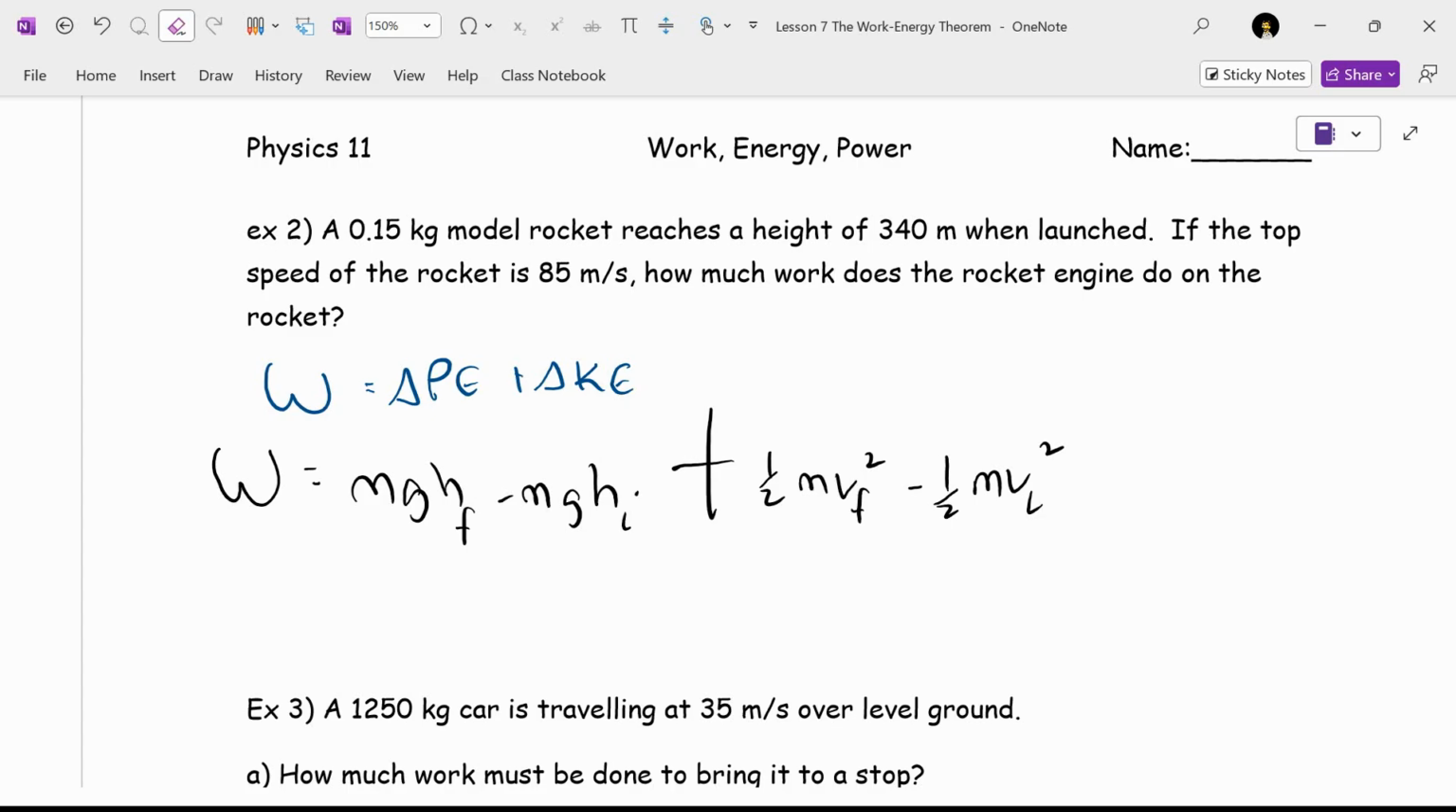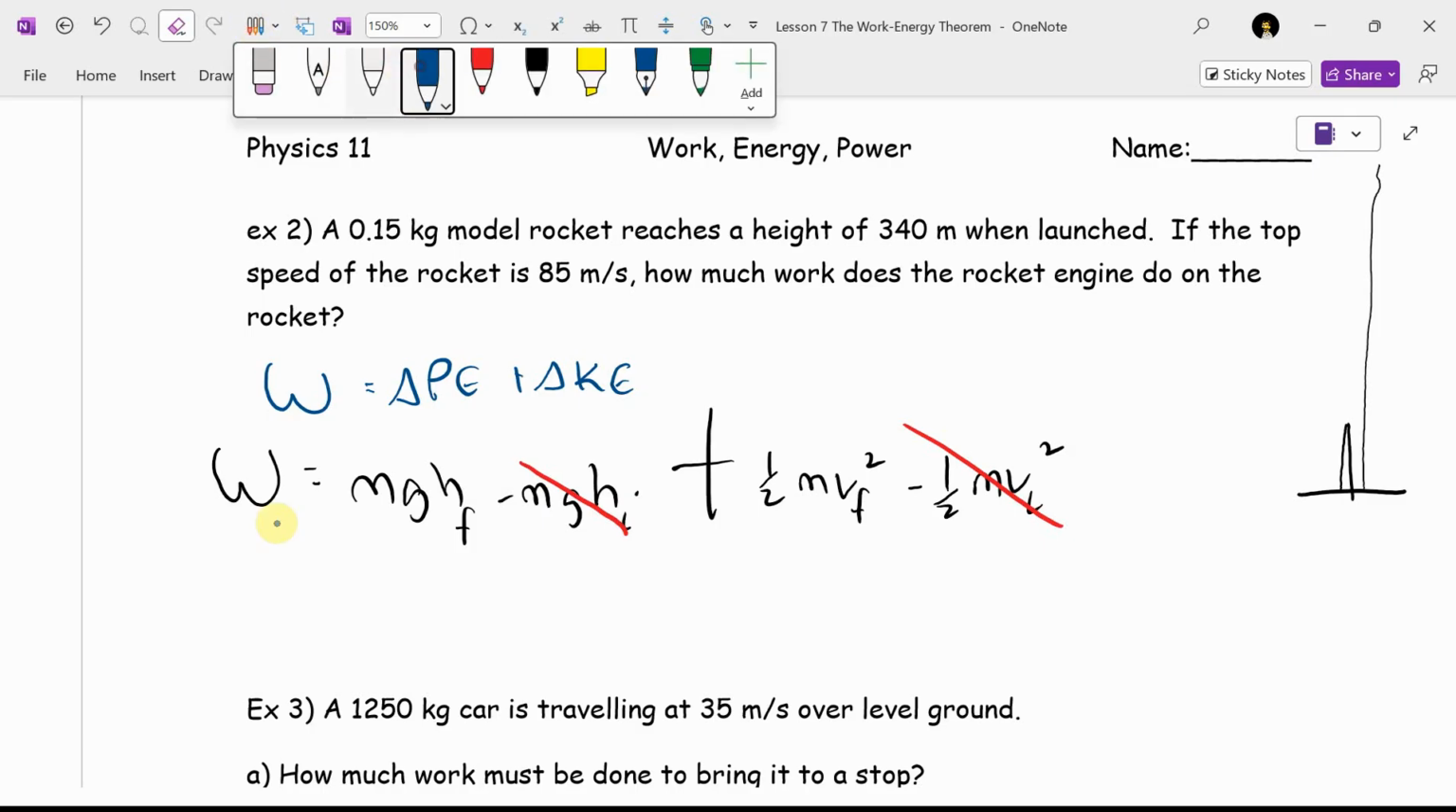Are any of these zero? Now we're visualizing the rocket starting on the ground and going up. And before we launch it, how fast is it traveling? The rocket fuel is going to get turned into kinetic and potential. If we want it to hit a top speed of 85, and if we want it to get 340 meters into the air, this much.